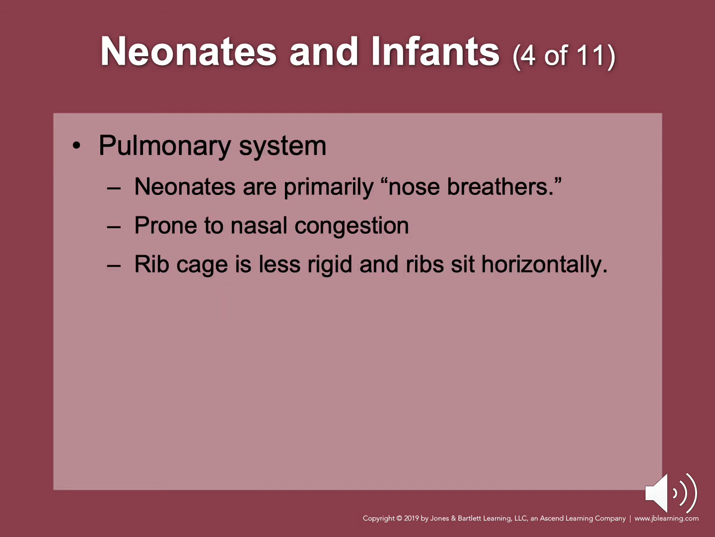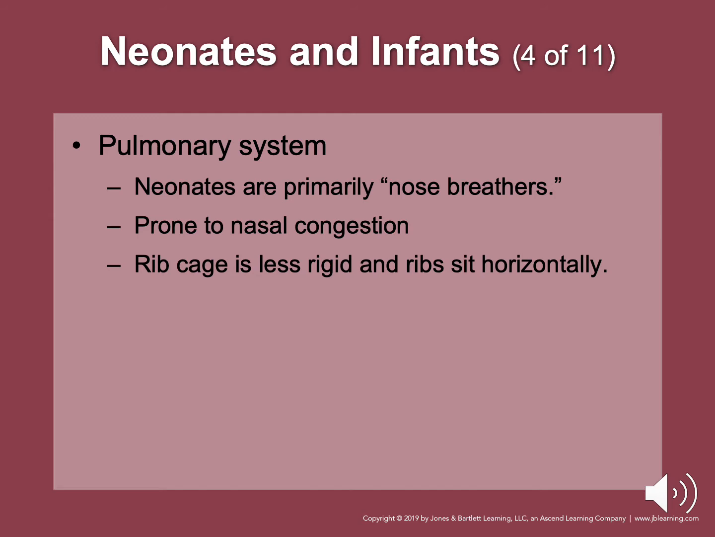In the pulmonary system, neonates are primary nose breathers. Infants younger than 6 months are particularly prone to nasal congestion, which can lead to upper respiratory infections. So always try to make sure that nasal passages are clear and unobstructed by mucus. The infant's rib cage is less rigid than an adult's, and the ribs sit horizontally. Infants can be belly breathers.